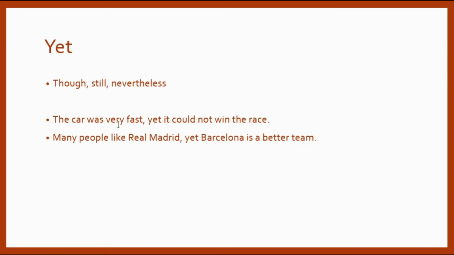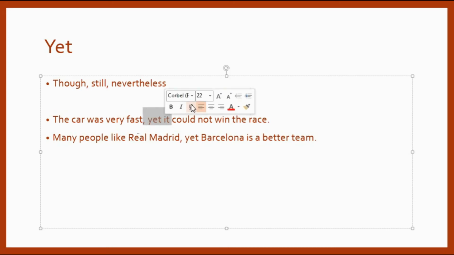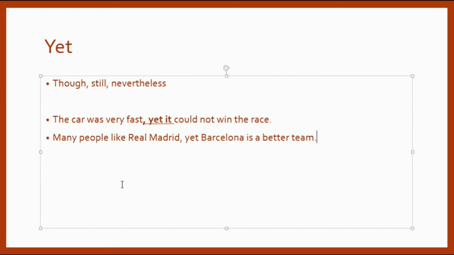The car was very fast, yet it could not win the race. Even though the car was very fast, it couldn't win the race, right? It's also the opposite of something else, right? It just means this part of the sentence is not really enough. There is something else to it. So many people like Real Madrid, yet Barcelona is a better team, right? Yet, even though this is true, this has remained correct.